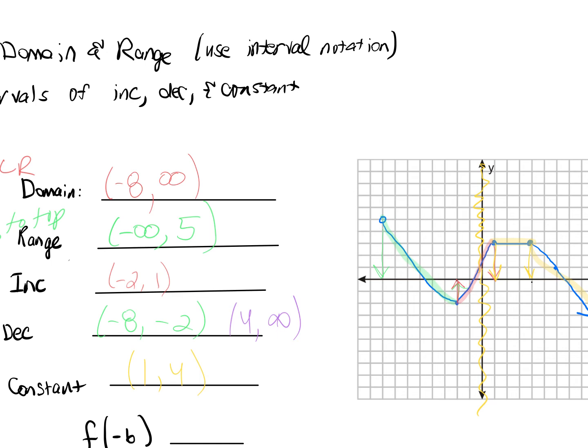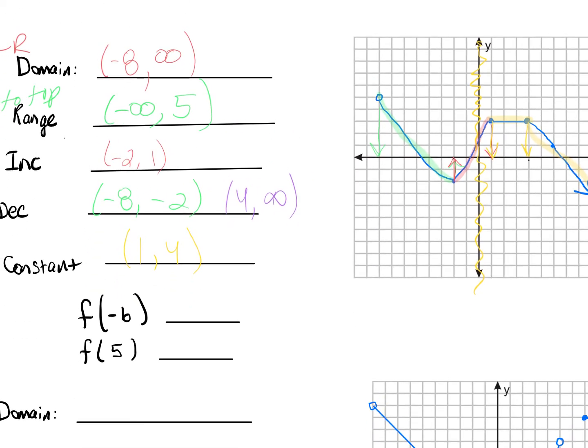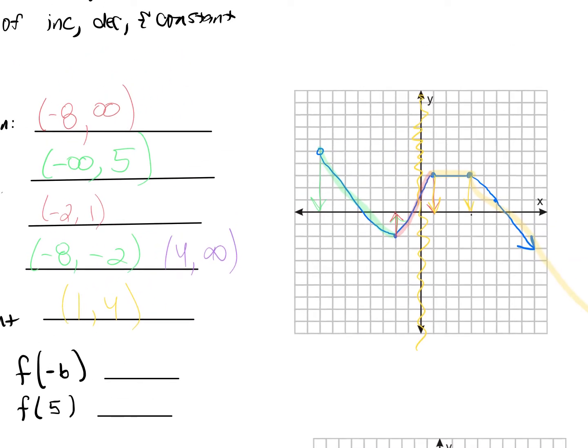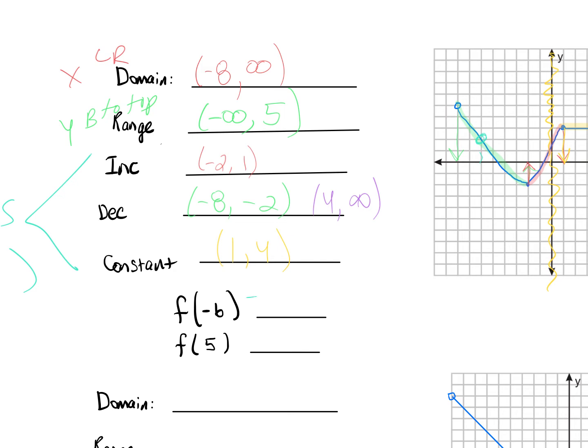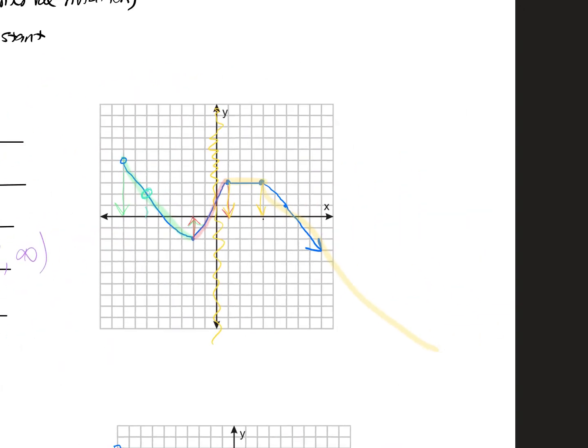Now, if I answer these two questions here, what's f of -6 and what's f of 5? That question is saying, when I look at -6, so when I go over where x is -6, 1, 2, 3, 4, 5, 6, what is the y value right there? 2. So f of -6 equals 2. F of 5, what does that equal? Well, I go over here to 5. 1, 2, 3, 4, 5. What's that value? +2.